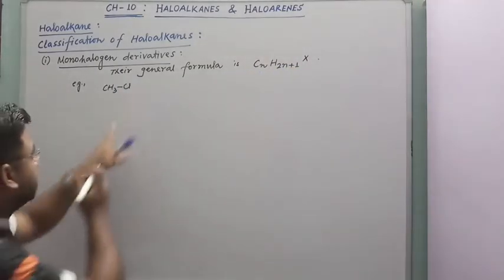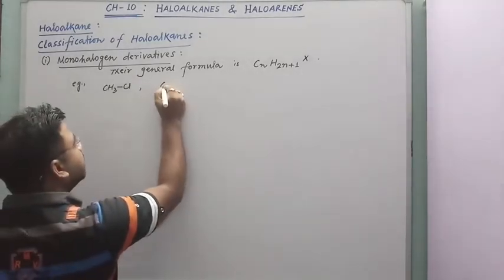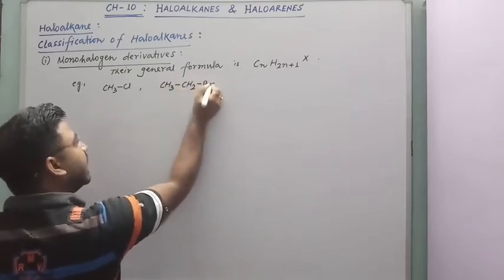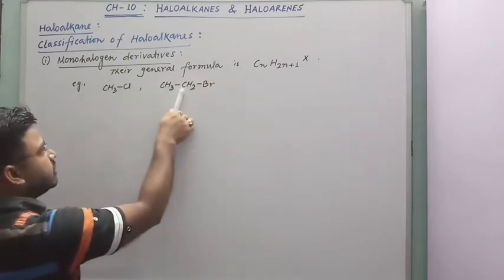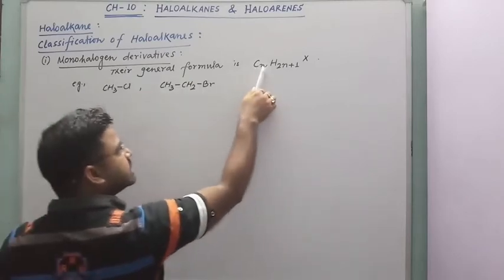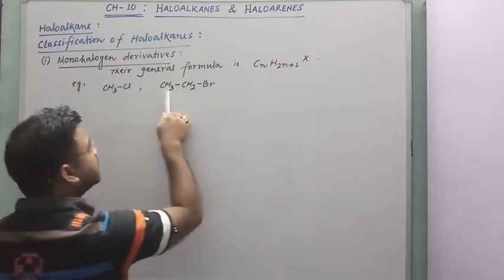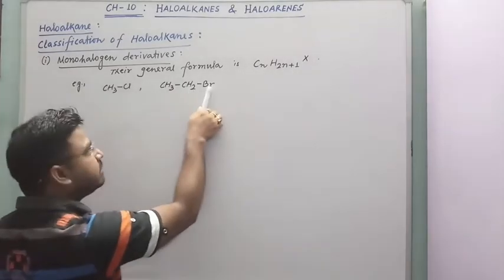2 into 1, 2, 2 plus 1, 3, H3, and X is halogen, CH3Cl. Similarly, CH3CH2Br. How many carbons are there? 2 carbon, C2. So how many H? 2 times 2 plus 1, 5, 3 plus 2, 5, C2H5Br.